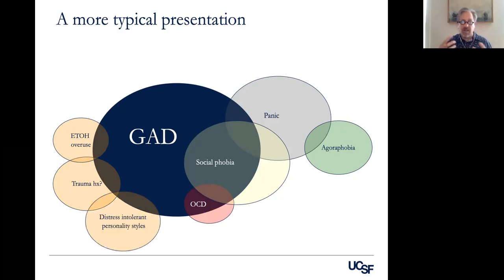And then there's another subset of people who have what we might call distress intolerant personality styles that lead them into having a very anxious presentation. So these might be avoidant personality disorders or borderline personality disorders. Sometimes these are people that get very anxious when they're under a lot of distress.